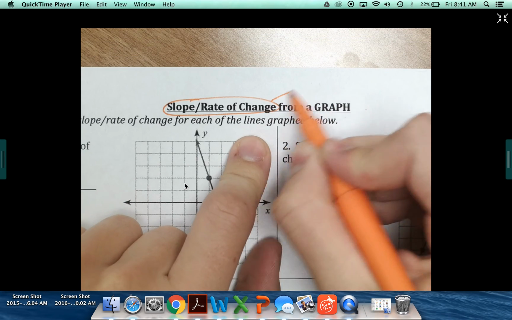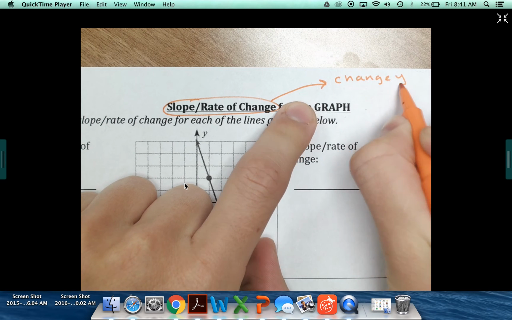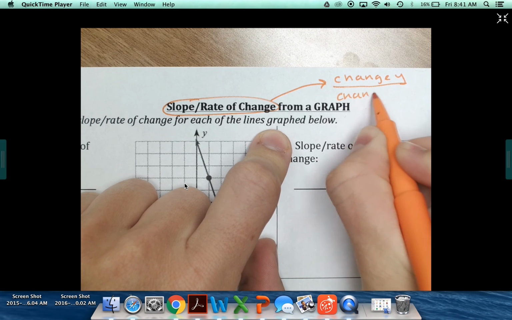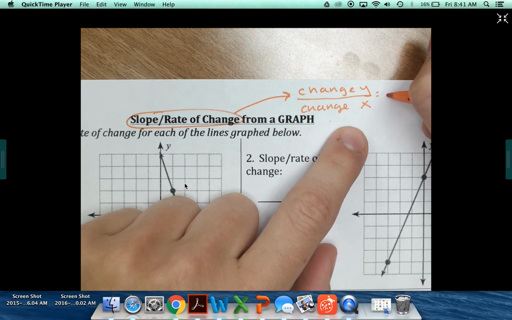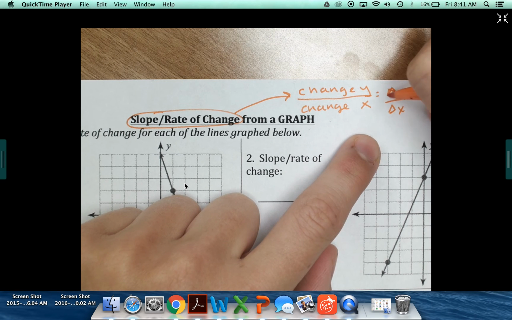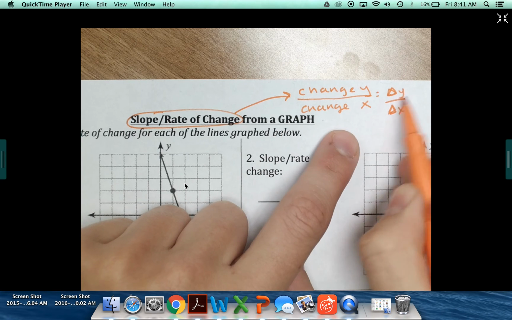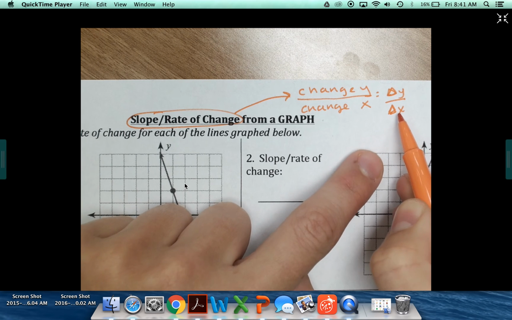Now, our slope or our rate of change is just the change in our y values over the change in our x values. And you might see that written as, this is called delta y, delta x. These triangles just mean change in. So we've got how our y's are changing over how our x's are changing.